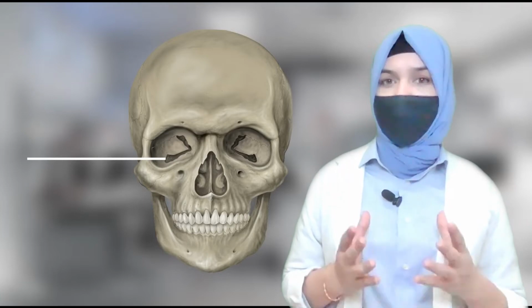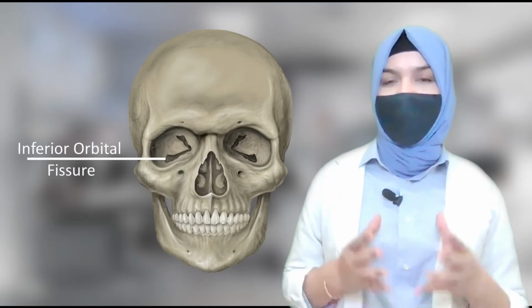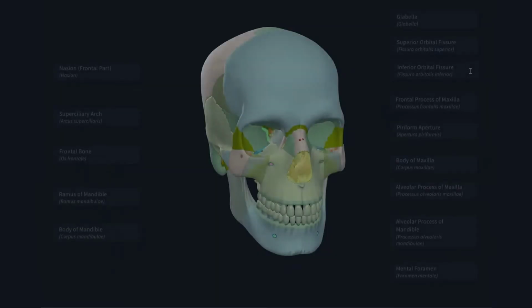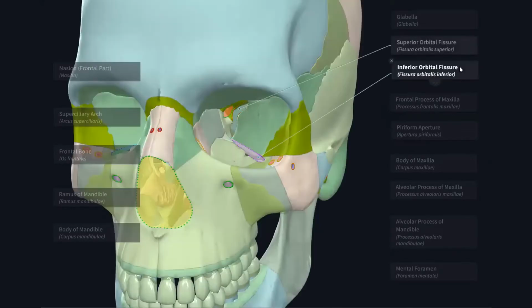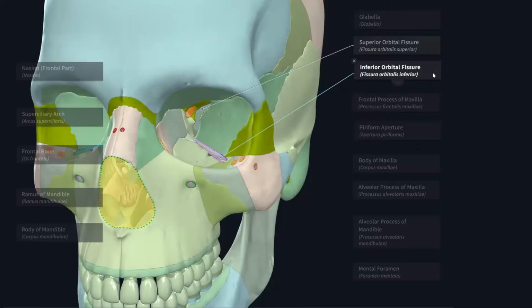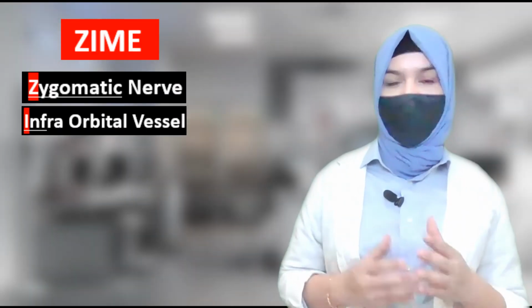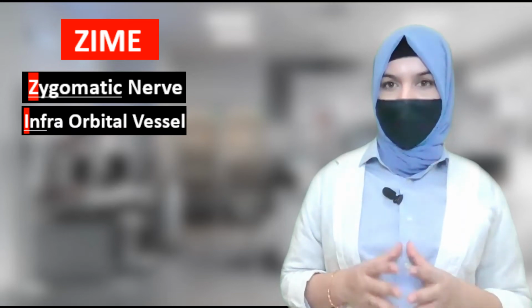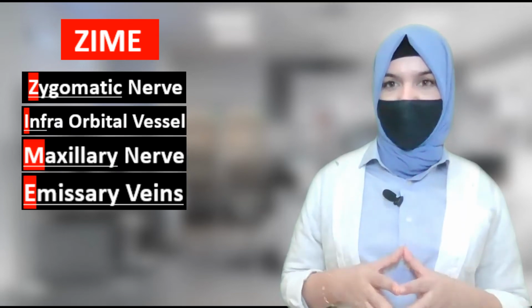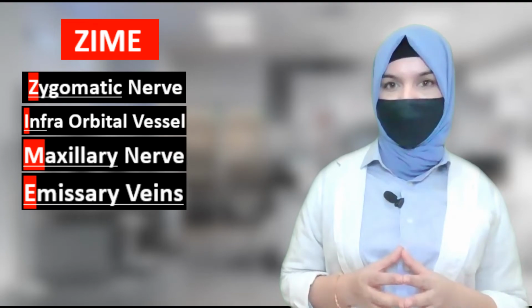Below the superior orbital fissure, we have the inferior orbital fissure. Inferior orbital fissure is formed by the greater wing of the sphenoid and the maxillary bone. It allows the transmission of different structures, which we are going to memorize with a mnemonic. Zygomatic nerve, infraorbital vessels, maxillary nerve, and inferior ophthalmic veins.